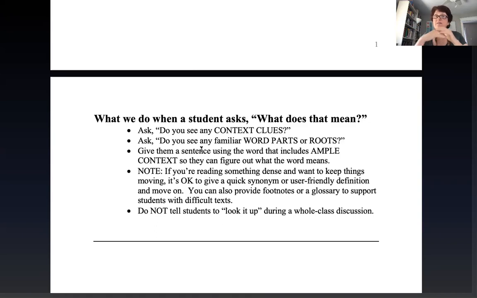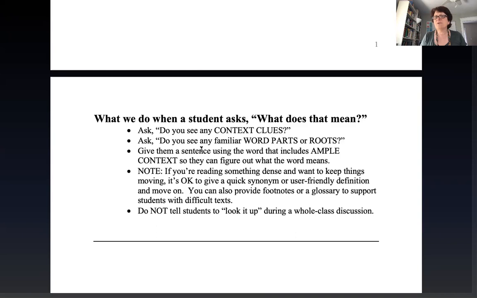You can simply say, here's what that word means, and just give them a quick and easy definition, especially if you're reading a really dense passage with a lot of vocabulary in it and you don't want to slow down too much. That is a possibility. But if there are just a couple of words that you need students to understand in the course of the text that you're discussing, giving them a sentence with ample context is probably the best way to go.